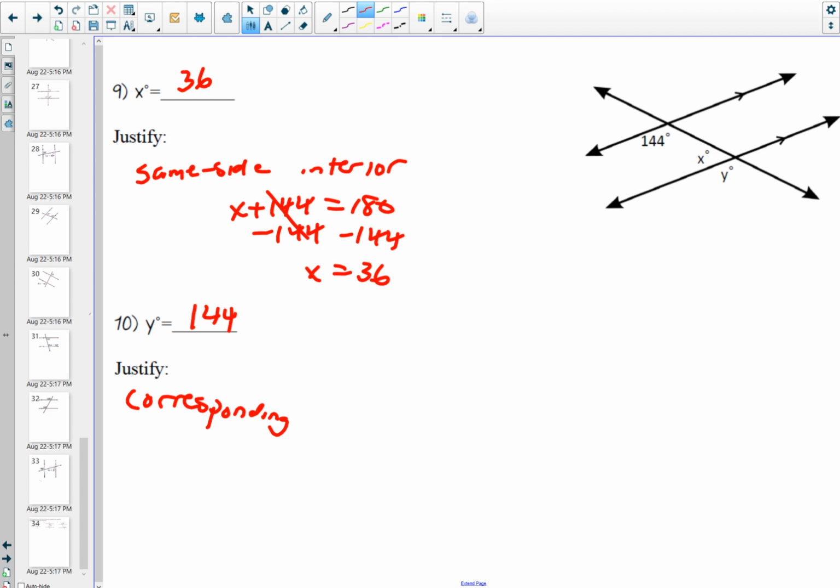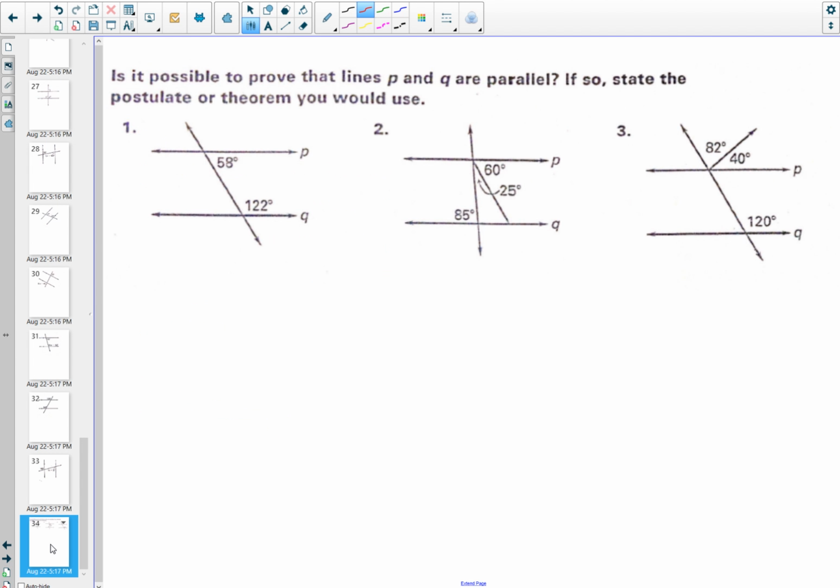Since we're not going to be able to finish, let's skip to the end and go backwards. See if maybe we find some new things. So this is the very last example here. Is it possible to prove that lines P and Q are parallel? If so, state the justification. This is important. This will show up on the quiz.